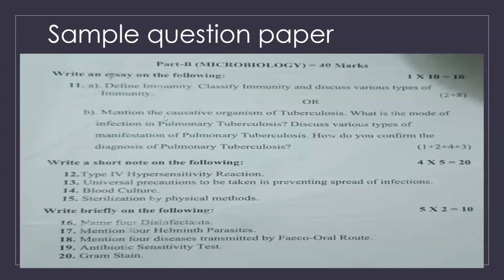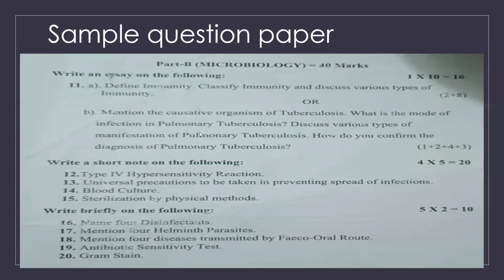So here, if you see the second question: mention the causative organism of tuberculosis. What is the mode of infection in pulmonary tuberculosis? Discuss various types of manifestations of pulmonary tuberculosis. Then how do you confirm the diagnosis of pulmonary tuberculosis? If you analyze this question, mention the causative organism of tuberculosis. What is this? This is Mycobacterium tuberculosis. For this you will get 1 mark.